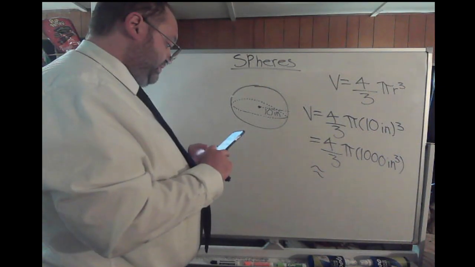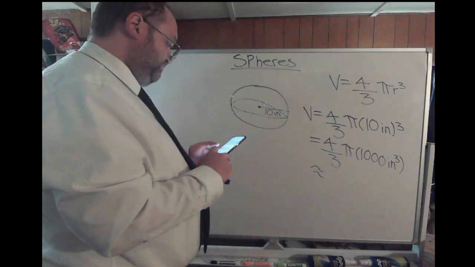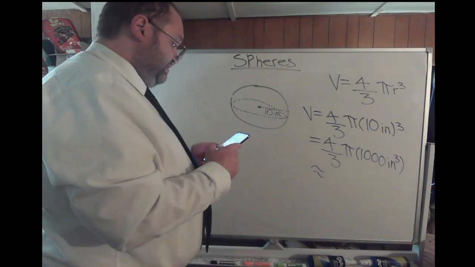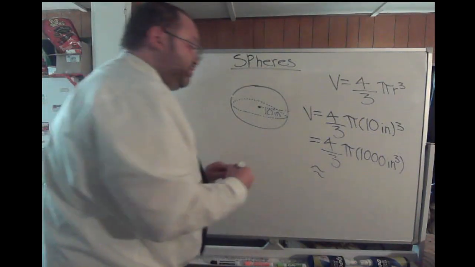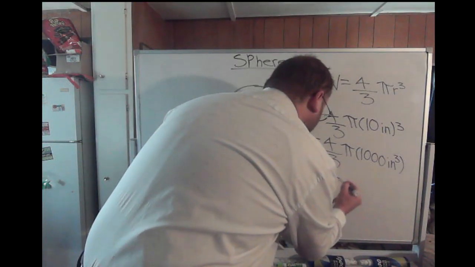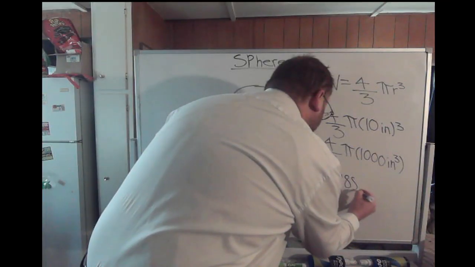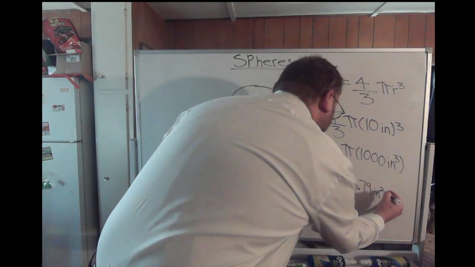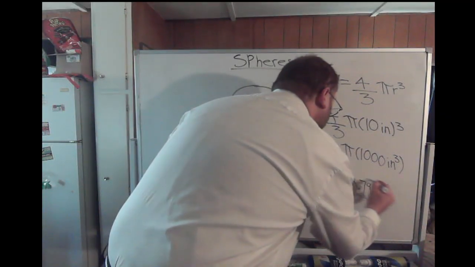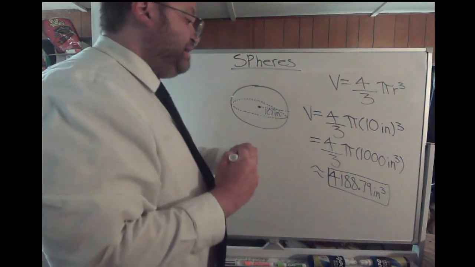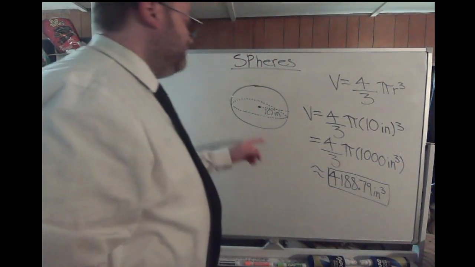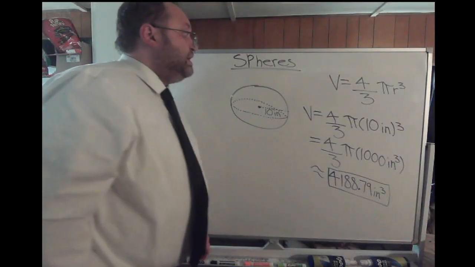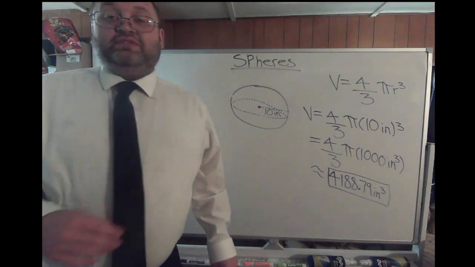So let's do 4/3 times pi times 1,000. You get about 4,188.79. So 4,188.79 cubic inches would be the volume of the sphere. Yes, 4,188.79 cubic inches is the volume of the sphere with a radius of 10 inches. So that's it for the volume segments.